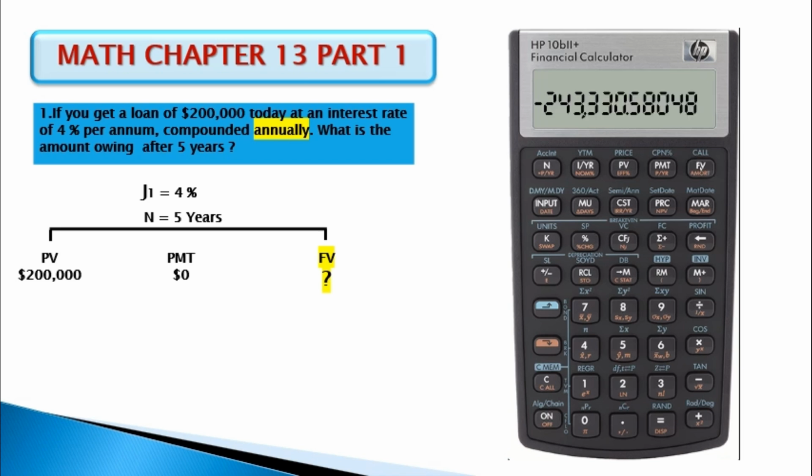I'm going to press that. And that's going to tell me that there is $243,000 owing after 5 years. This negative means owing. So the answer to this question is negative $243,330. When you are answering the question for your exam, there will not be a negative there. You need to know that negative means you are owing and positive means you are getting.